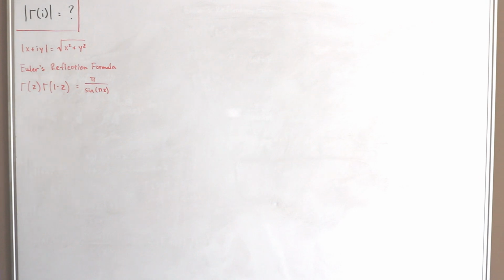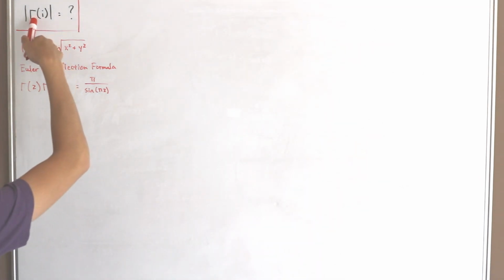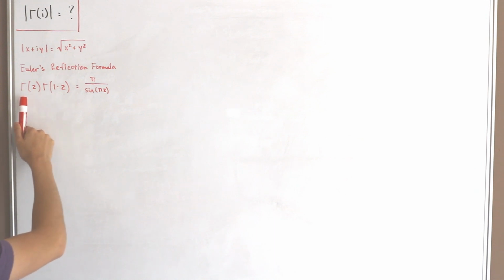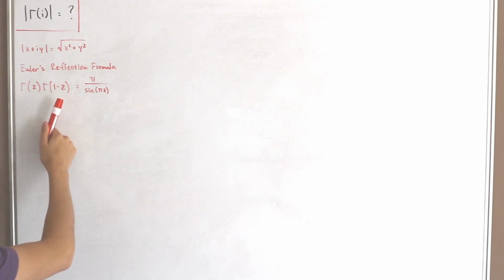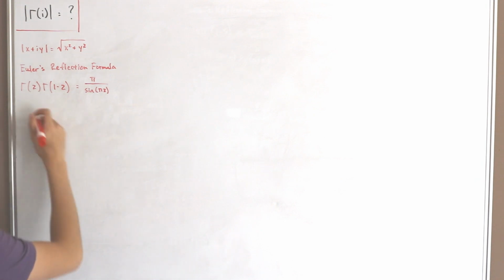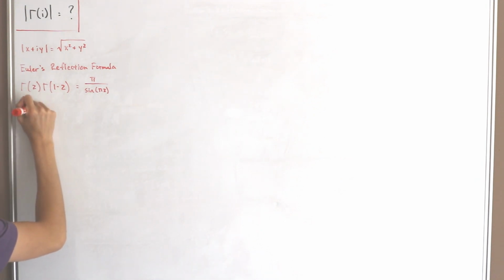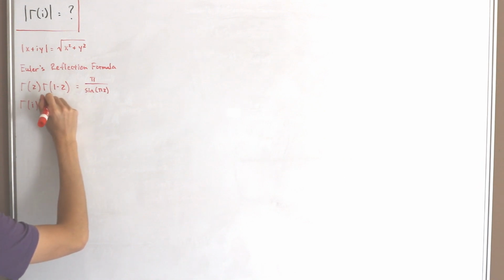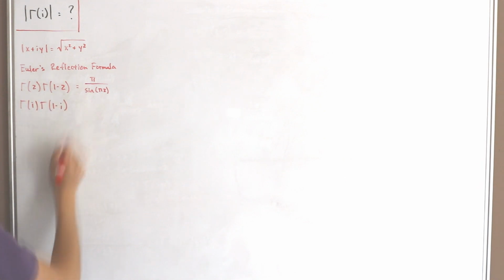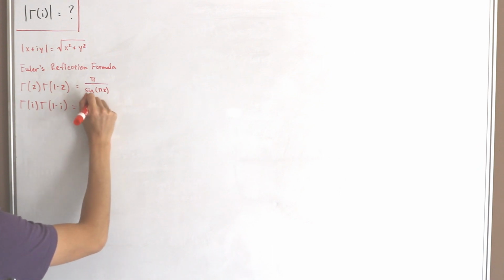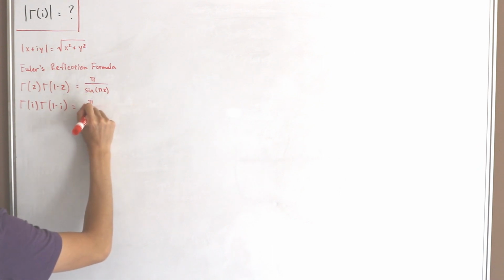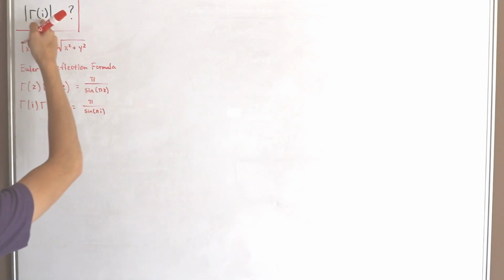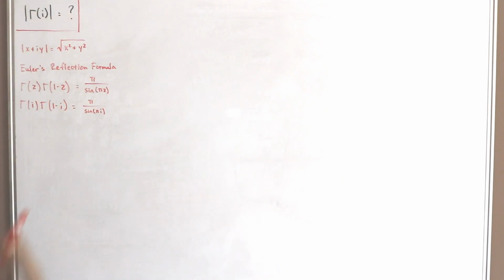And of course, here we have gamma of i, so we'll be replacing everything in terms of i for z. Therefore we have gamma of i and then gamma of 1 minus i, which would just be equal to pi divided by sine of pi times i. We just replace the z with our i, since i is the complex number we're working with.